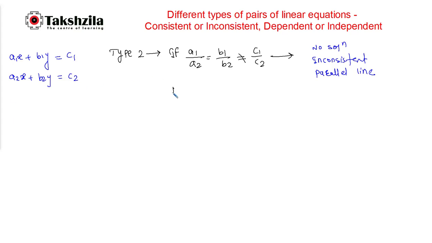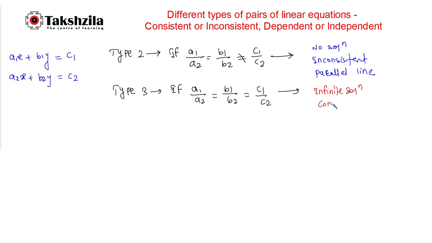Let's have a look at the next condition. If a1 by a2 is equal to b1 by b2, which is equal to c1 by c2, then what happens? This is type 3. So the given pair of equations will have infinite solutions. They are a consistent pair of equations. They are a dependent pair of equations as well. Along with that, they represent overlapping lines.